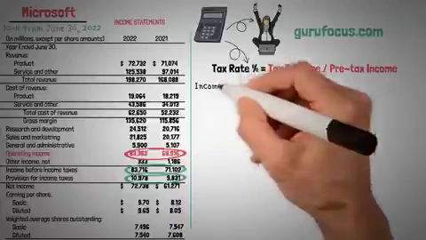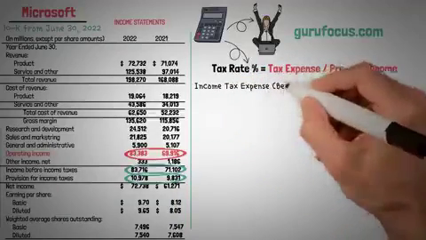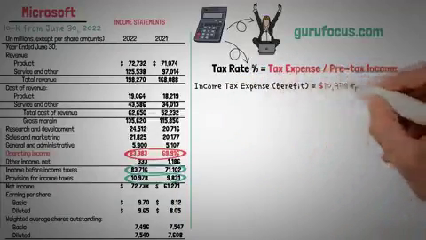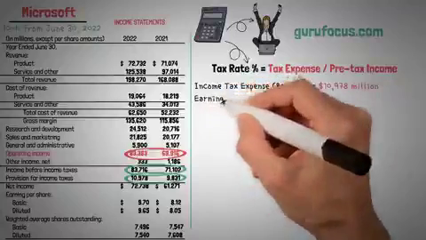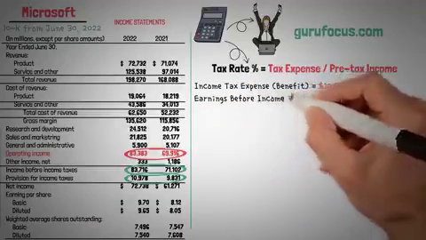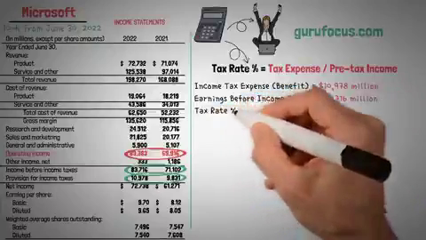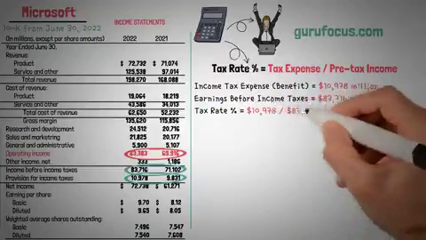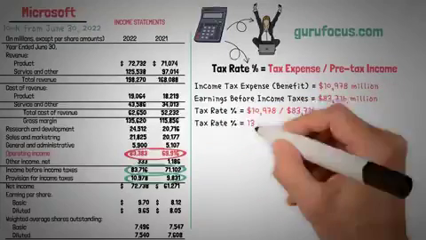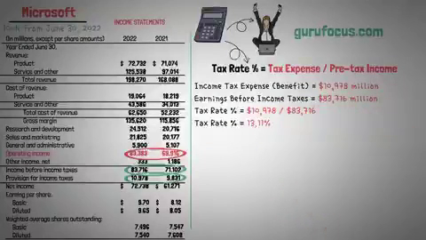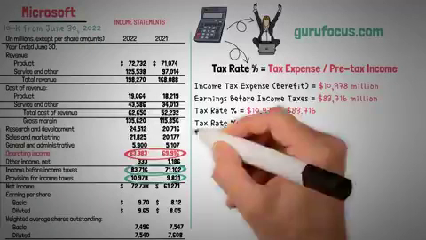Let's calculate our effective tax rate from the above numbers. Income tax expense, or benefit, equals $10,978,000. Earnings before income taxes equals $83,716,000. Tax rate percentage equals $10,978,000 divided by $83,716,000. Tax rate percentage equals 13.11%.